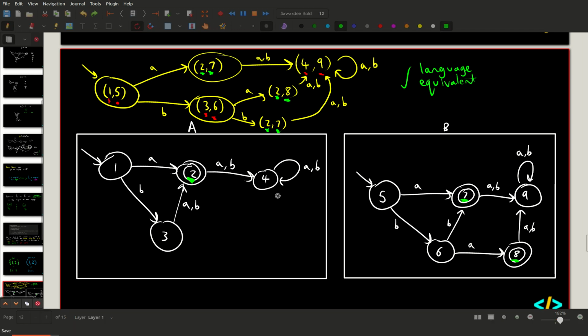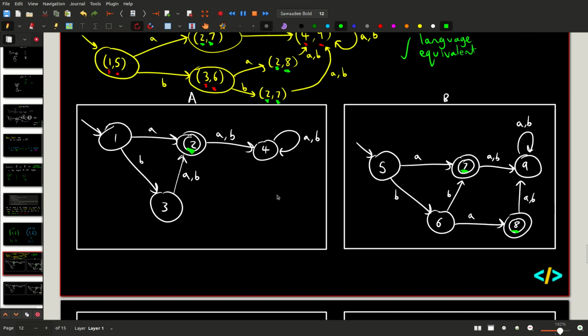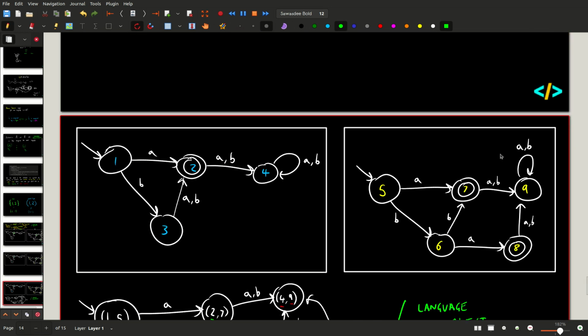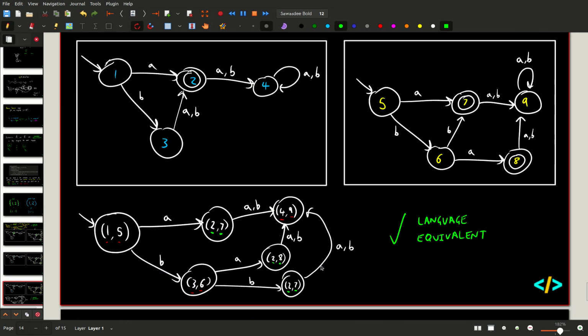Okay, let me save that. Okay, here I've just traced through it myself. It's the same automaton, and yeah, we proved that they're language equivalent.